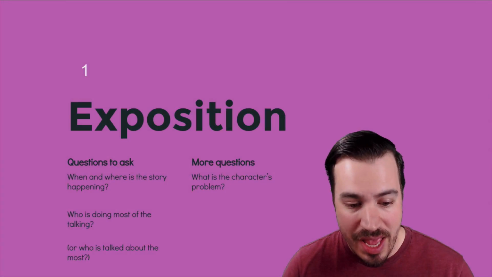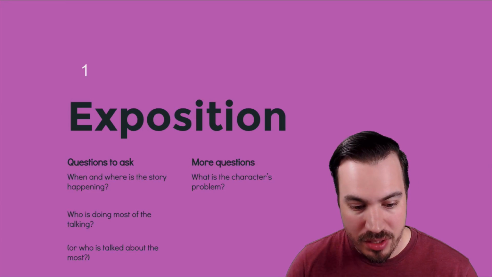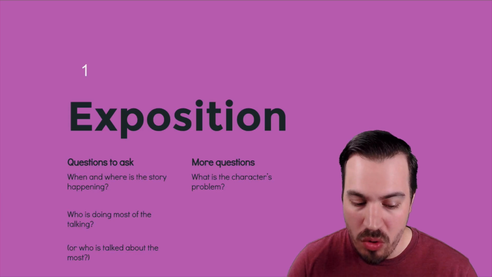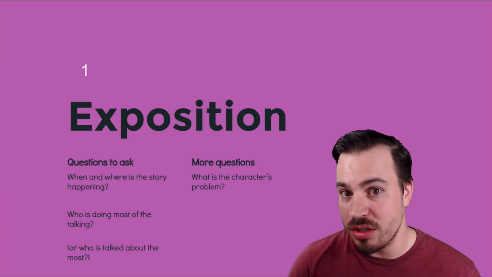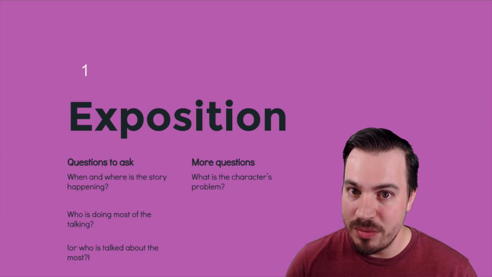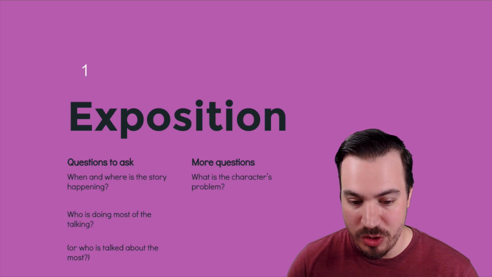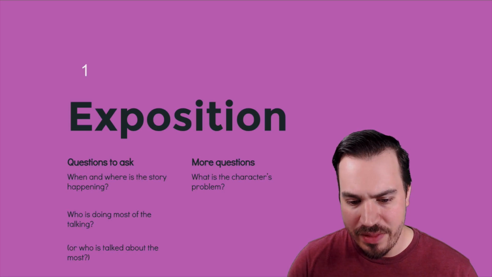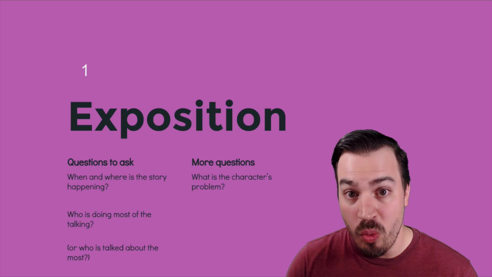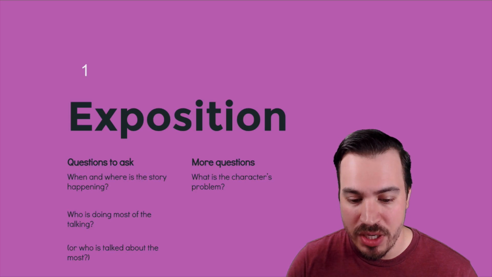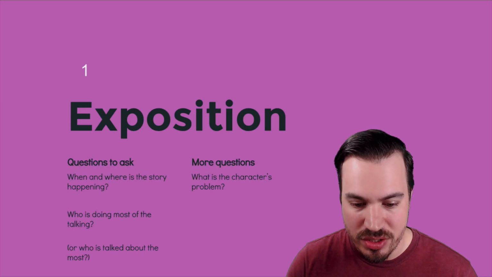Here are some key questions to ask. When and where is the story happening? Who is doing the most talking, or who is being talked about the most? That's typically your main character right there, your protagonist. And there's a really important question here: what is the character's main problem? We'll get to more about that question in just a minute.